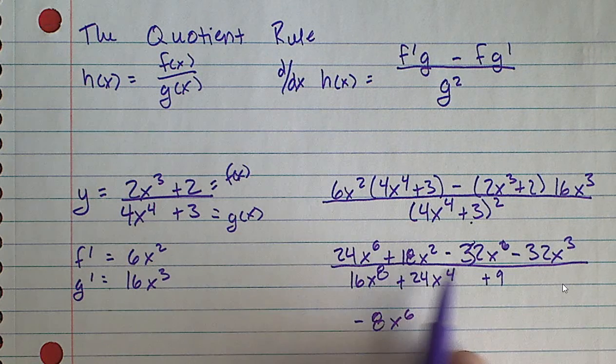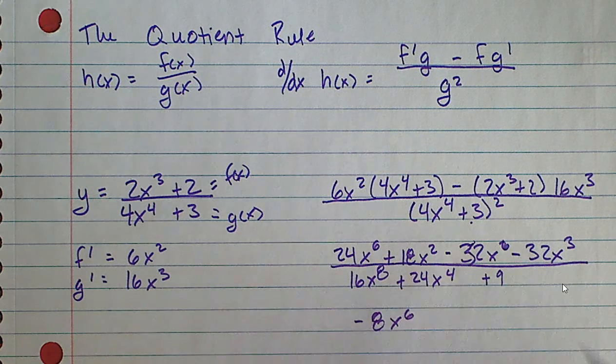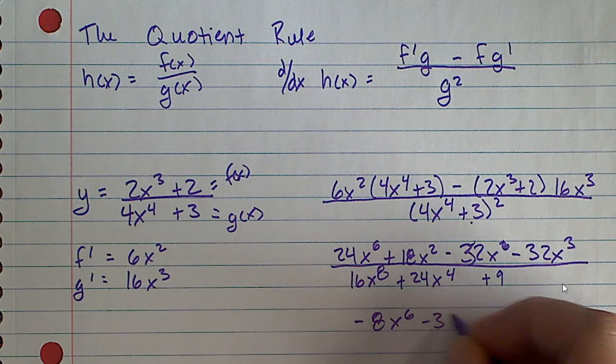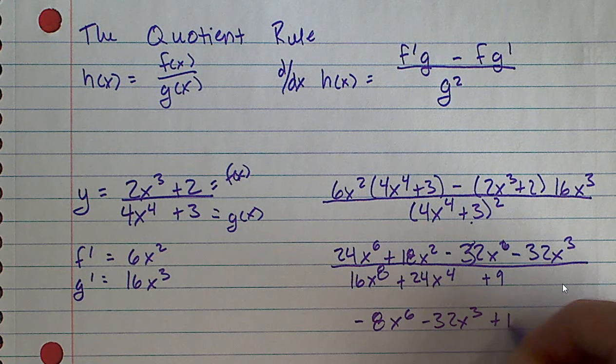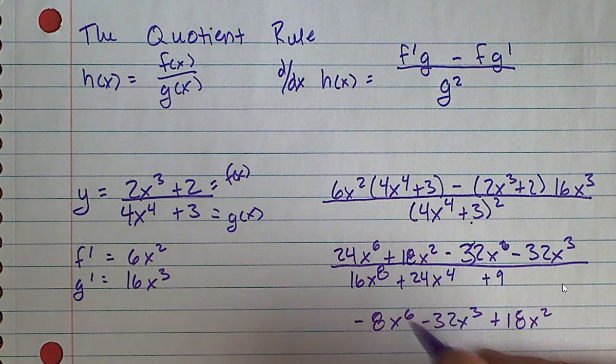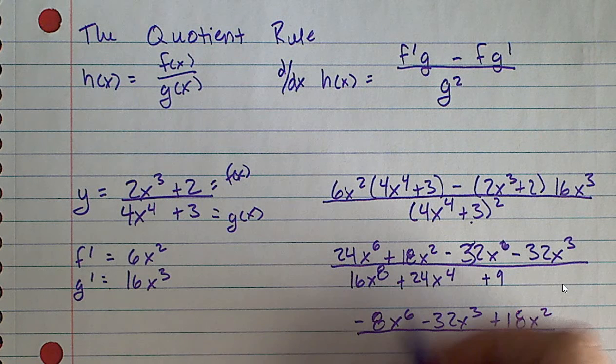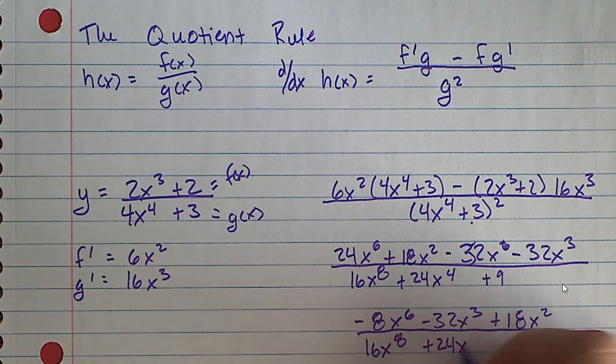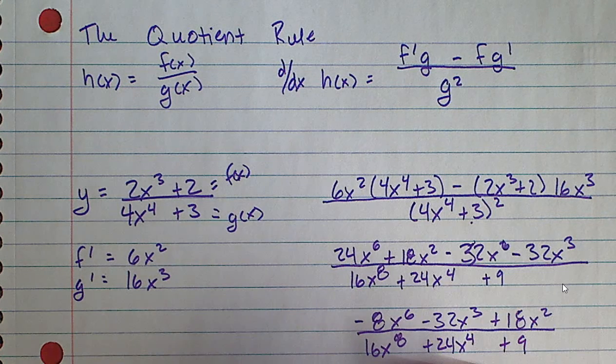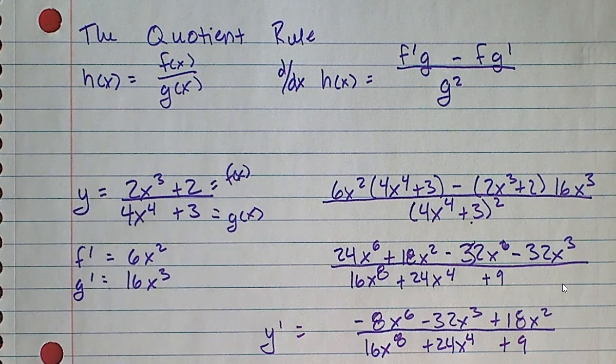There's no x squared like term, and there's no x cubed like term, so minus 32x cubed plus 18x squared all over 16x to the 8th plus 24x to the 4th plus 9. So that's the derivative of y.